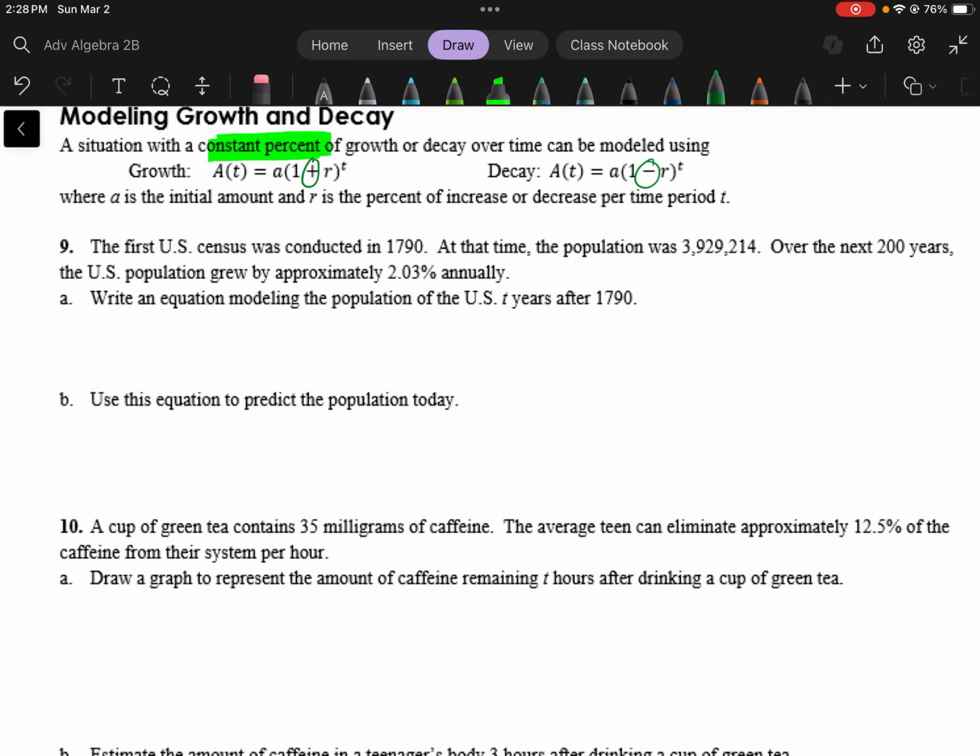Number 9 says the first U.S. census was conducted in 1790. At the time, the population was just almost 4 million people. Over the next 200 years, the U.S. population grew approximately 2% each year. So we need to write an equation modeling the population t years after 1790.